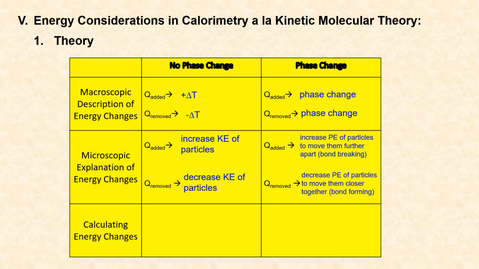When it comes to calculating energy changes, when it comes to solving calorimetry problems, when no phase change is involved, and we're simply talking about a temperature change, we use the equation we know and love, Q equals mc delta T. When there is a phase change involved, however, then we're talking about a heat of fusion or a heat of vaporization, in which case we can calculate the amount of heat added by multiplying the mass by the latent heat. Okay, either the latent heat of fusion or the latent heat of vaporization.